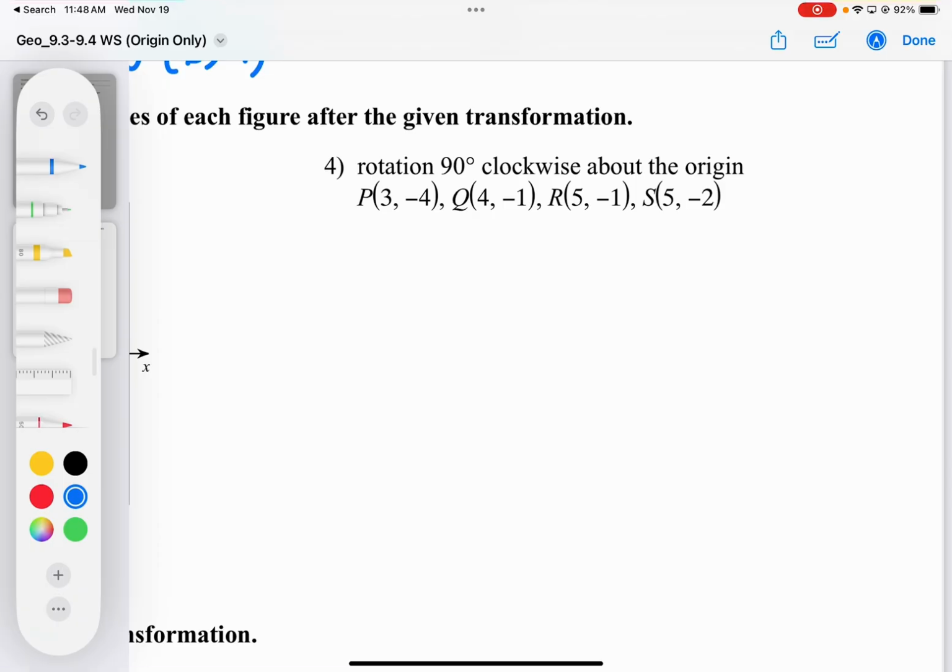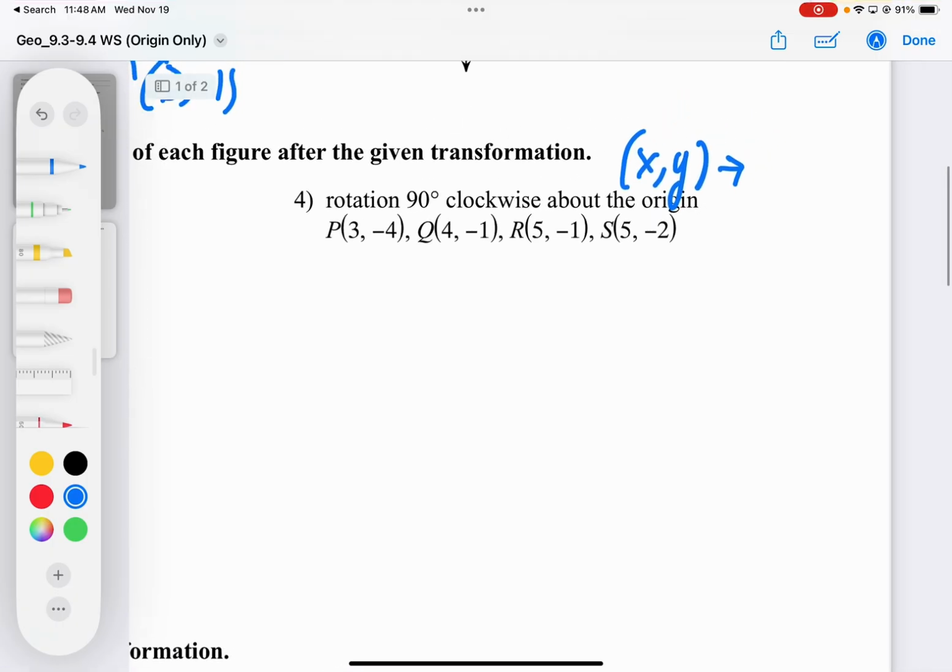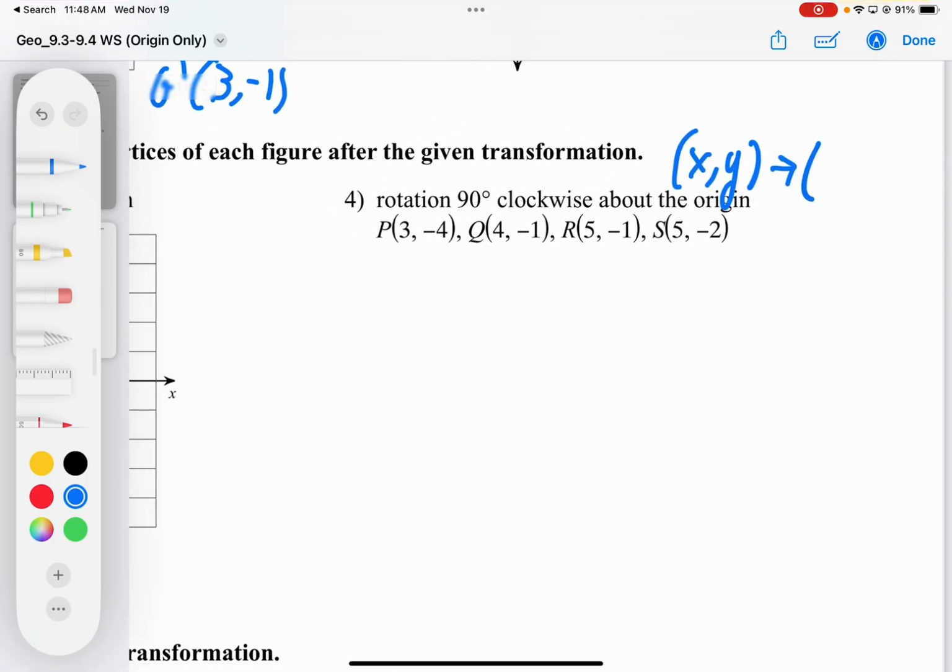But here we go. Okay, rotation 90 degrees clockwise about the origin. All right, it starts with writing the rule out. So 90 degrees clockwise, what's that going to be? x, y goes to what? Y, negative x. It should be y, negative x.